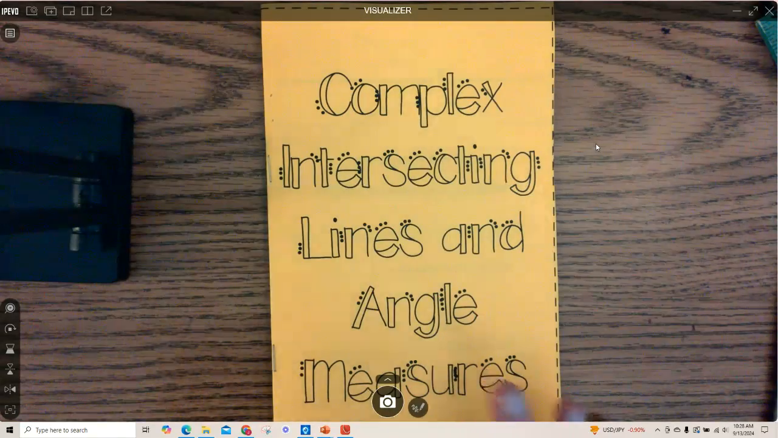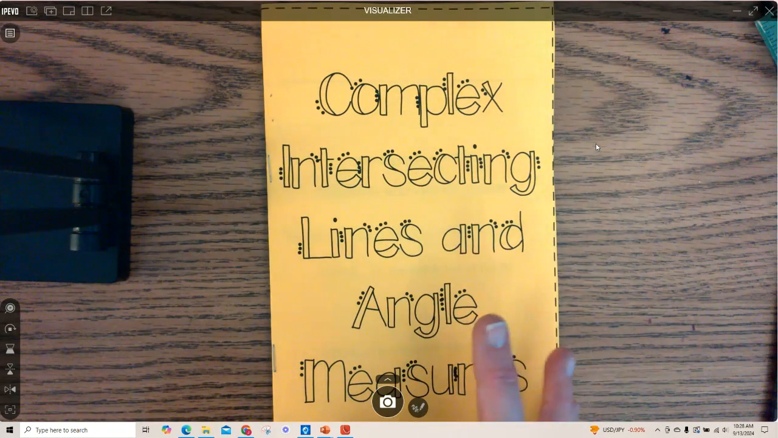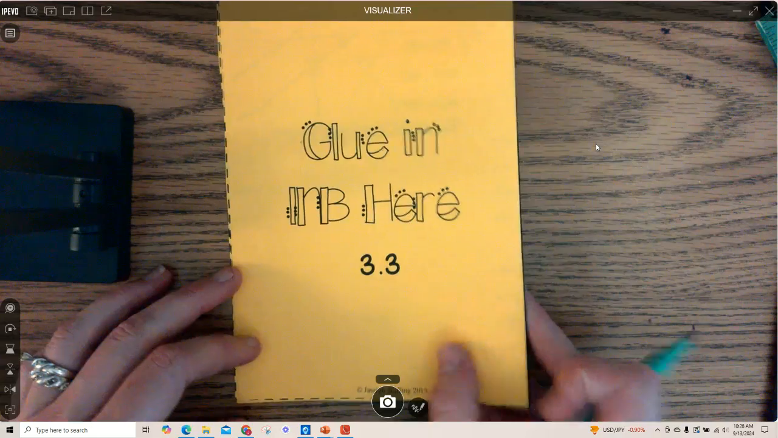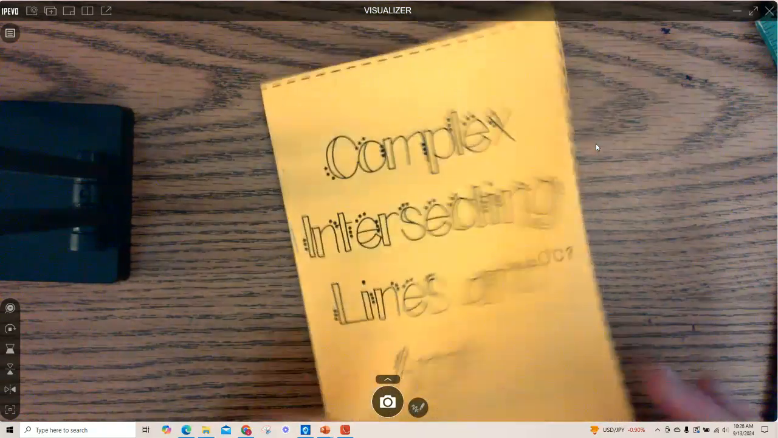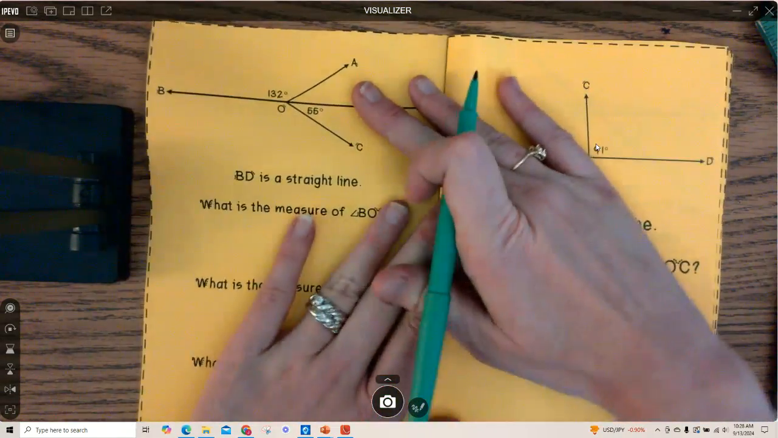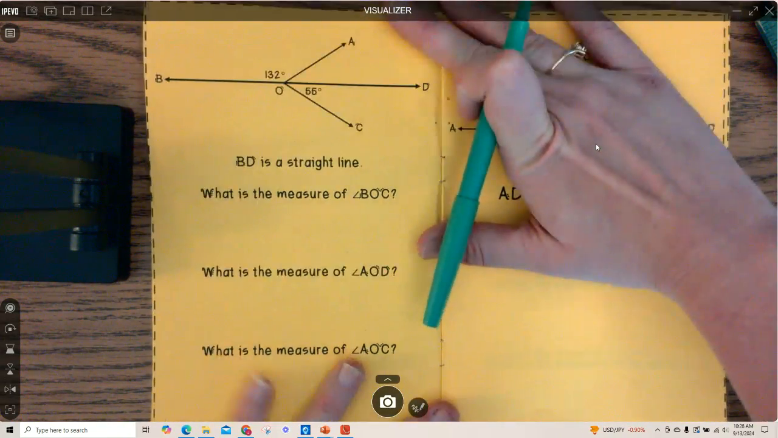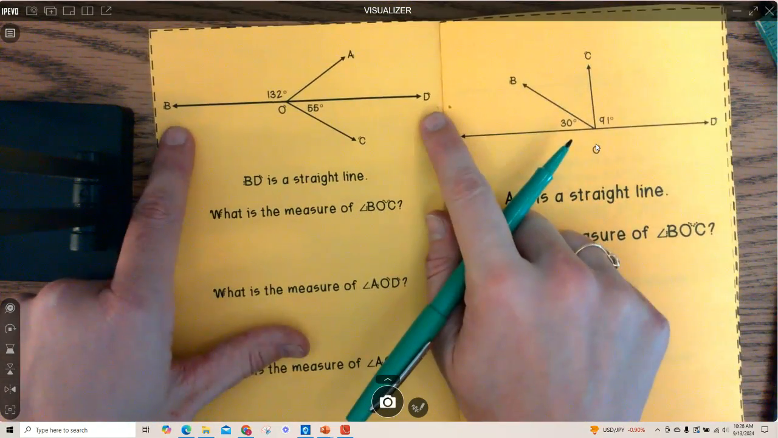This video is for the complex intersecting lines and angle measures. This is going to be lesson 3.3. Okay, so now we're moving beyond just the transversals. So now we've got a few different setups here. So BD is a straight line.